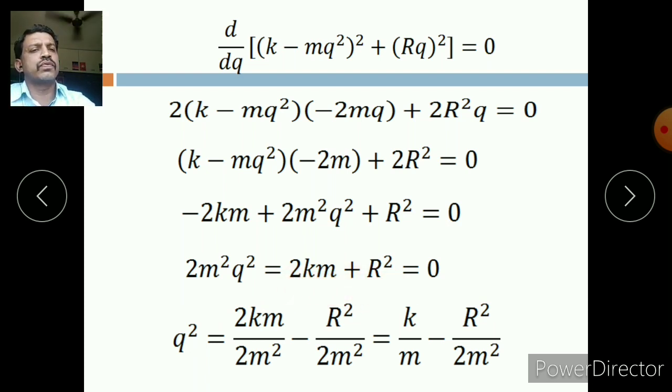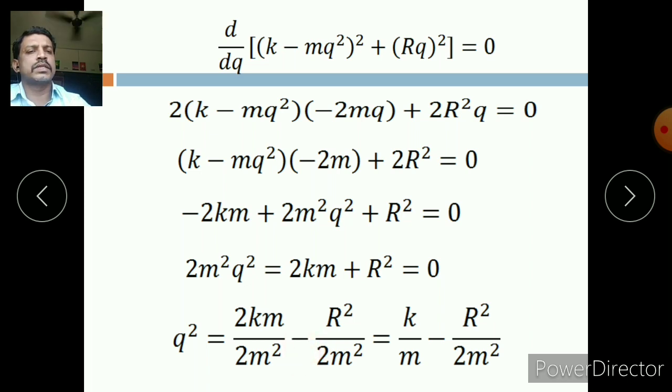Then q², here we change the side. Then 2m² we take to the right side, so 2m² will go in division. Therefore q² equals 2km upon 2m² minus r² upon 2m². Here it is minus, but by mistake a plus was written.